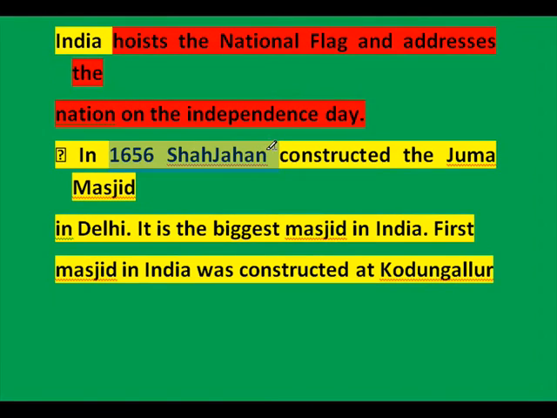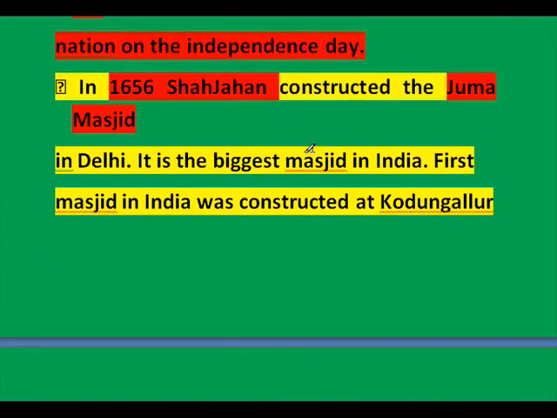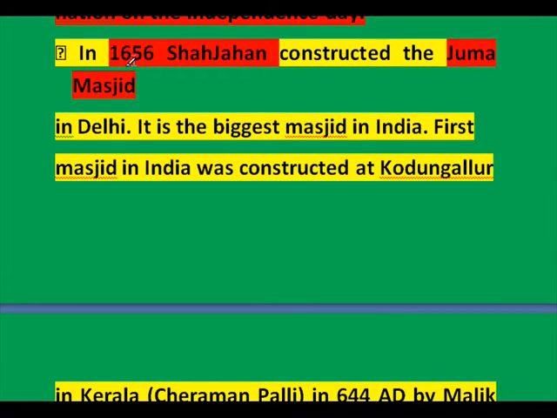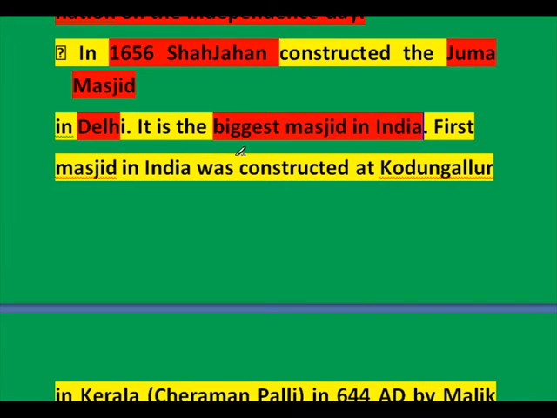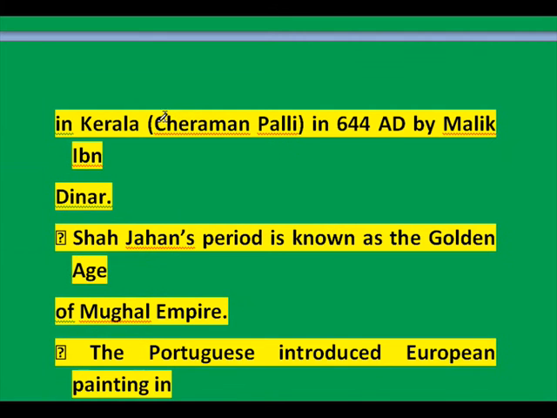In 1656, Shahjahan constructed the Jama Masjid in Delhi. Please remember this year. It is the biggest masjid in India. The first masjid in India was constructed at Kodungallur in Kerala, at Cheraman Palli in 629 AD by Malik Ibn Dinar.